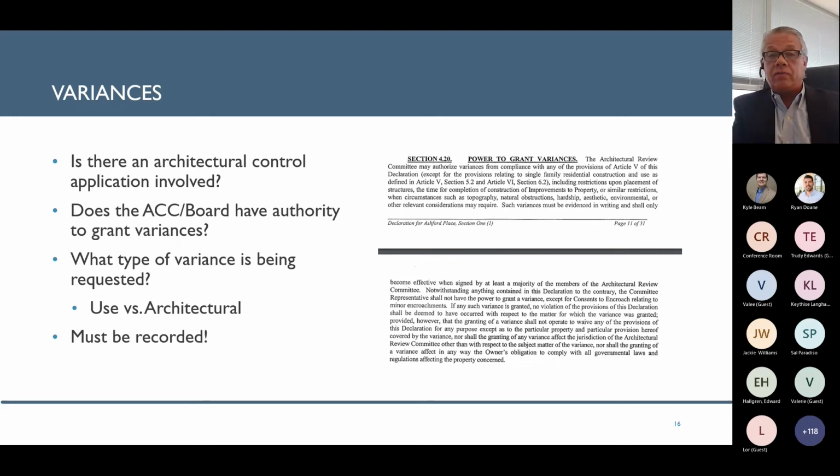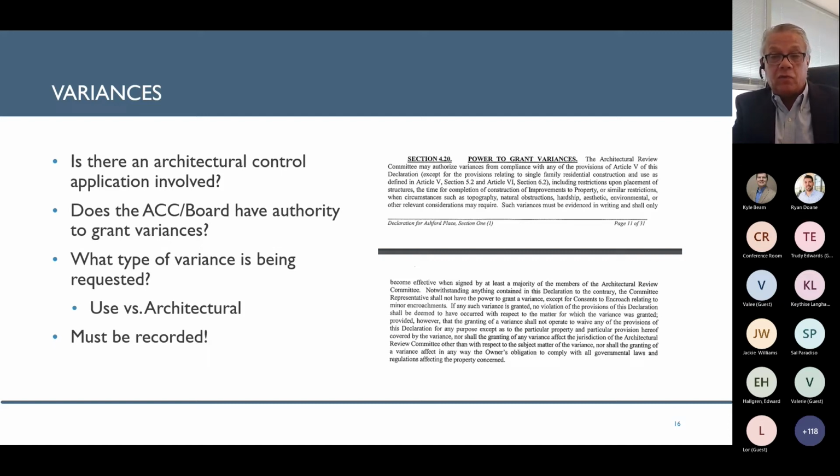There are a lot of documents that do have variance authority. So one thing you need to look at is who has the power to grant that variance. Is it the board? And now with this new law about separate architectural control committees, the other question is, is it the board that has the power, or the architectural control committee? That can be a trap for associations: did the correct entity, the board or the ACC, grant the variance?